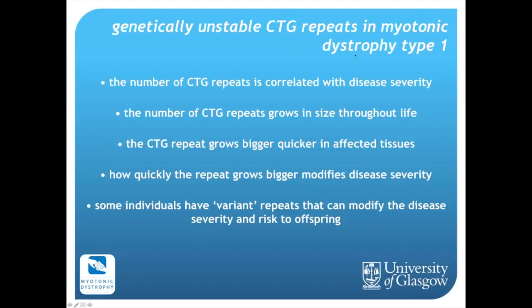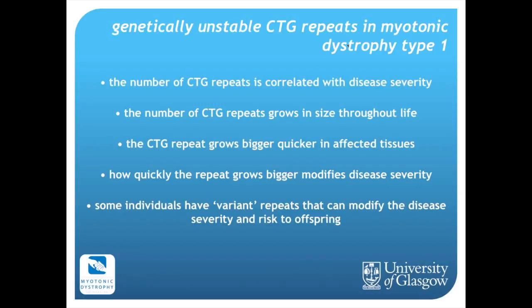So then a quick summary of what I've told you so far. The number of CTG repeats is correlated with disease severity. So the more repeats an individual has, the worse their symptoms and the earlier the age of onset. The number of CTG repeats grows in size throughout life. So whatever you inherit, that number then continues to increase throughout the lifetime of the individual. And that happens bigger in the affected tissues such as muscle than it does in some of the unaffected tissues such as blood. And again, how quickly that happens also modifies disease severity. So those individuals in which the repeat gets bigger more quickly tend to, again, have more severe symptoms.